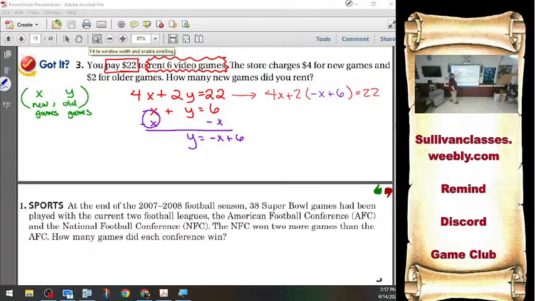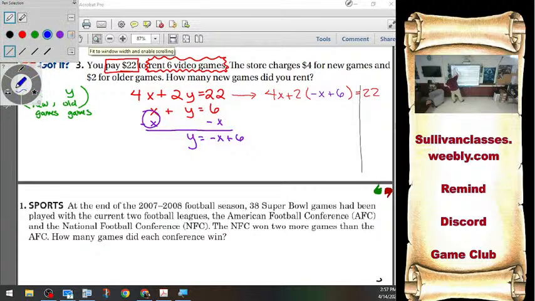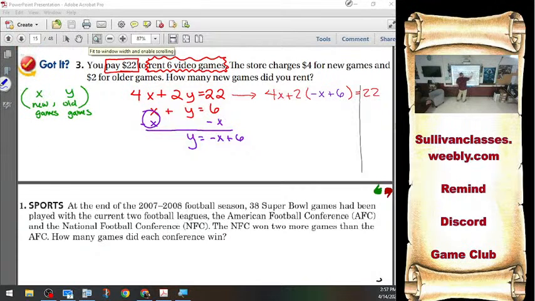Go ahead and solve like you're back in first semester. Put your little line of doom there. Take positive 2 times negative x. Positive 2 times positive 6.